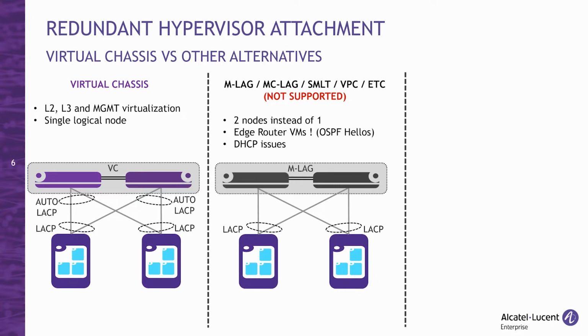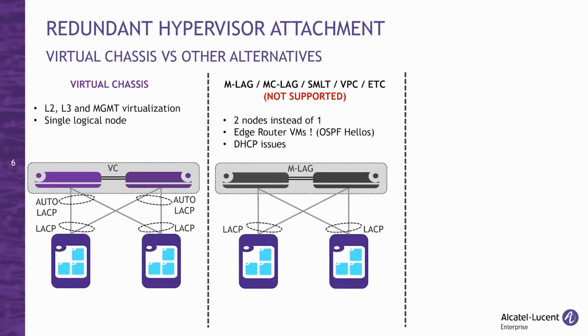Now, this can create some issues, for example, with DHCP and DHCP snooping, because the request may go out one switch and the response may come back through the other one, and that tends to break things. It's also bad when deploying networking appliances.